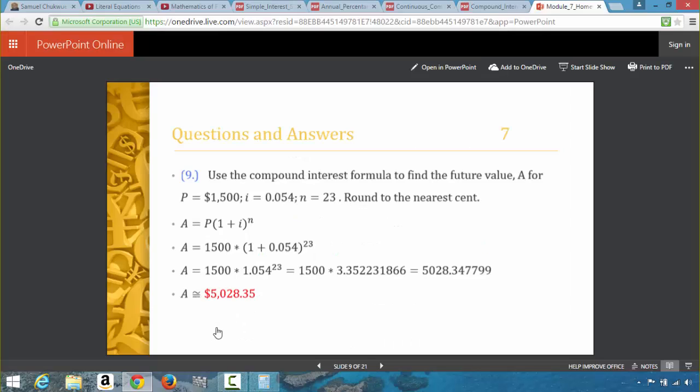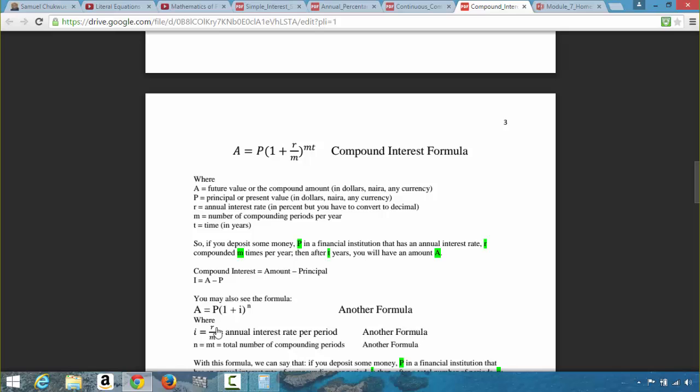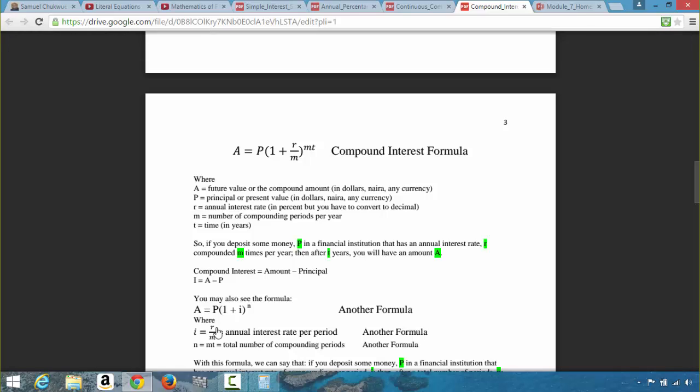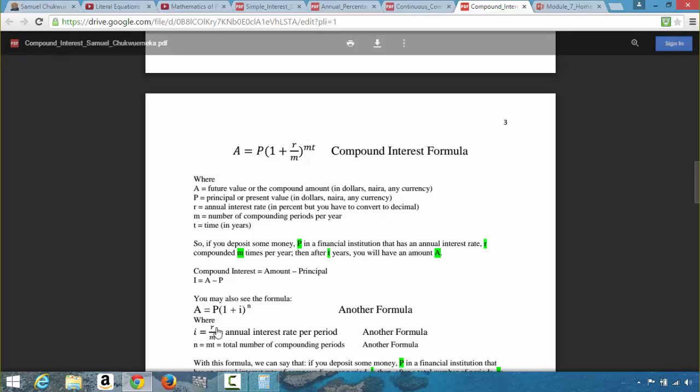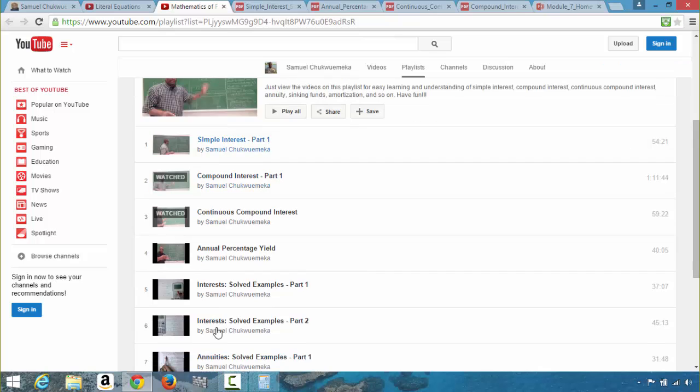But they want us to use this formula here. And that is this one here. A is the amount or future value. P is the principal or present value. I is the annual interest rate per period. And N is the total number of compounding periods. I explained all these in the videos on mathematics of finance. Here, I explained it here.